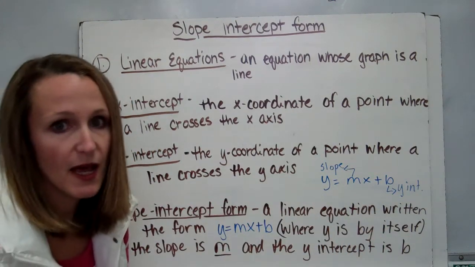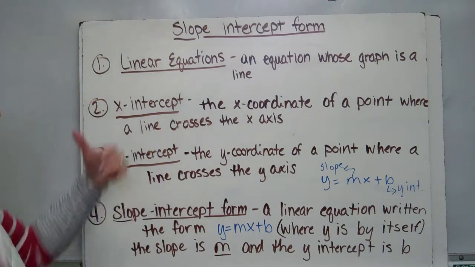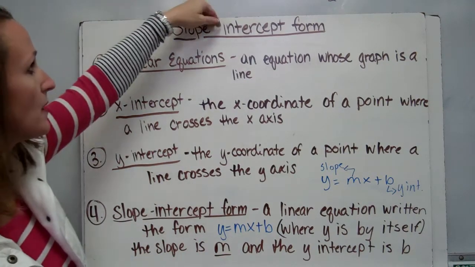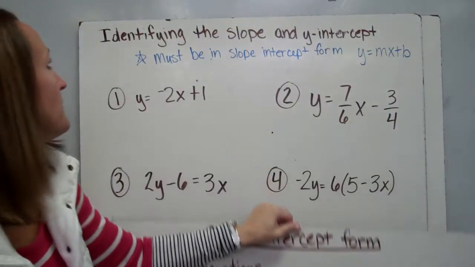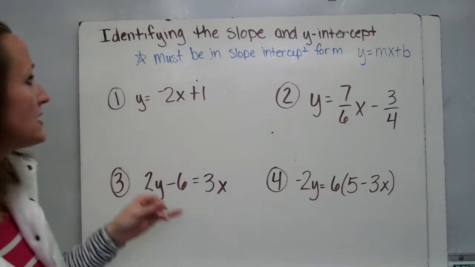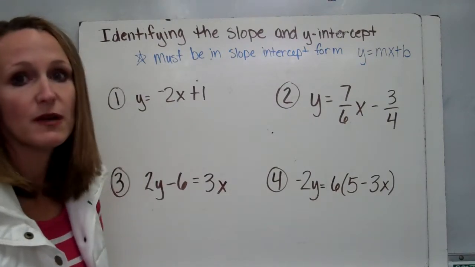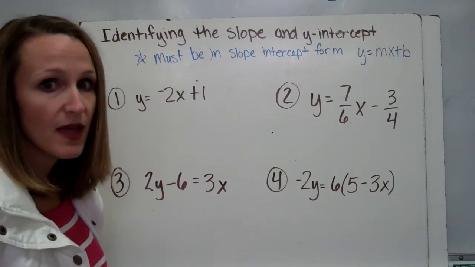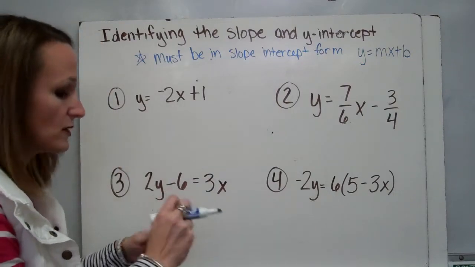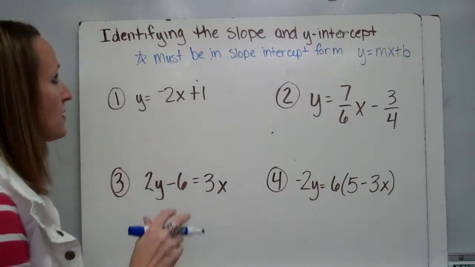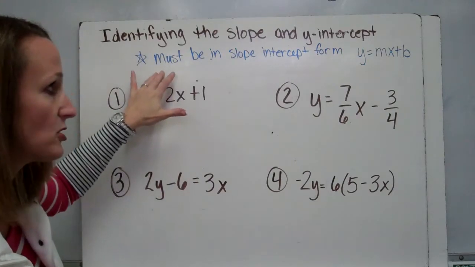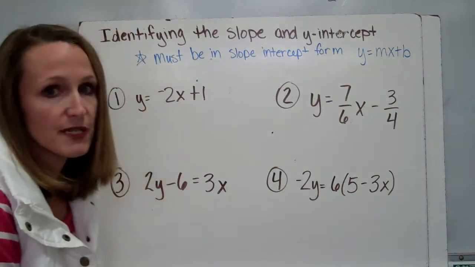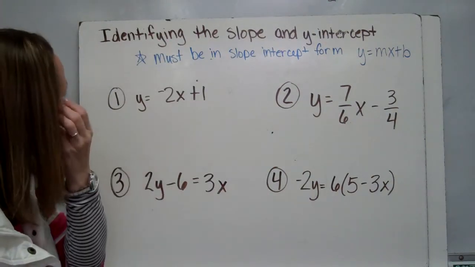So what does this mean? How do we use slope-intercept form? Okay. So let's just use slope-intercept form, and we're going to be able to identify the slope and the y-intercept. So let's look at some examples. So here's our first one. First of all, to identify the slope and the y-intercept, it has to be in slope-intercept form, or y equals mx plus b form. So if you look at example 1, it is.